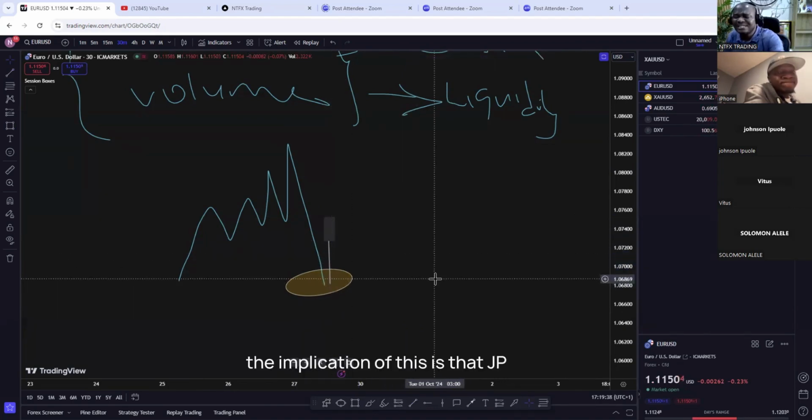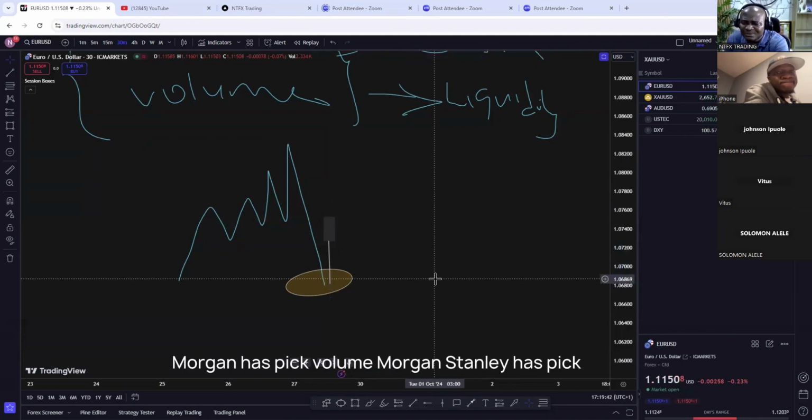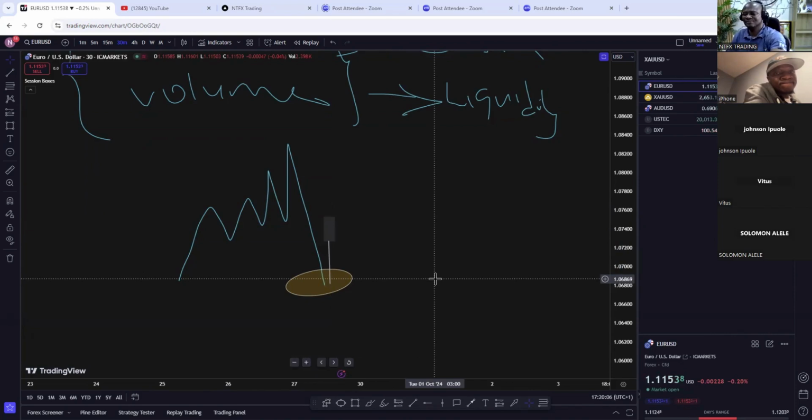The implication of this is that JP Morgan has peaked volume. Morgan Stanley has peaked. Barclays Bank has not peaked its own volume. Goldman Sachs has not peaked its own volume. This type of mitigation, you will wait, because injection is not completed. You are going to wait for other people who have not picked their volume to come and pick their volume.